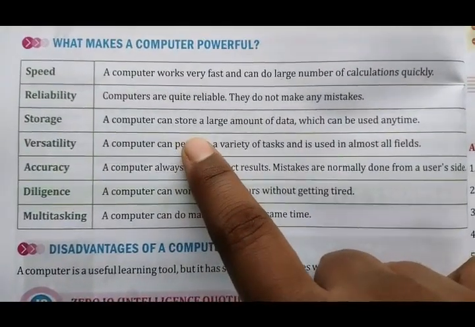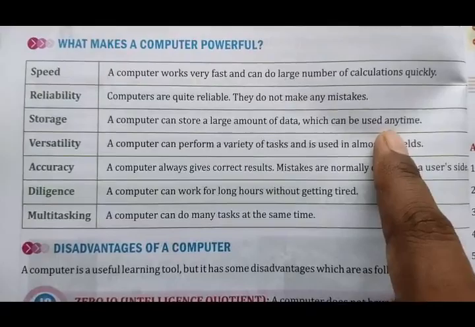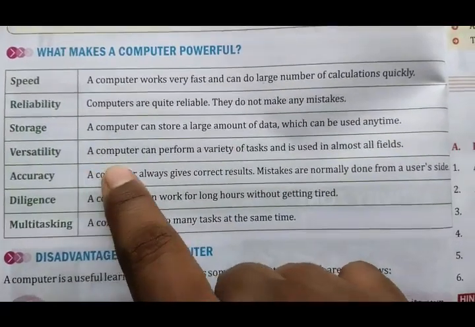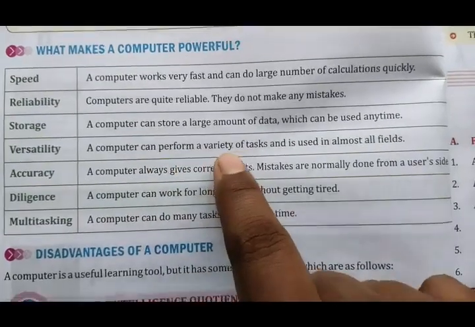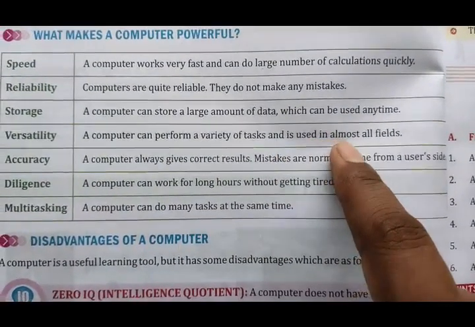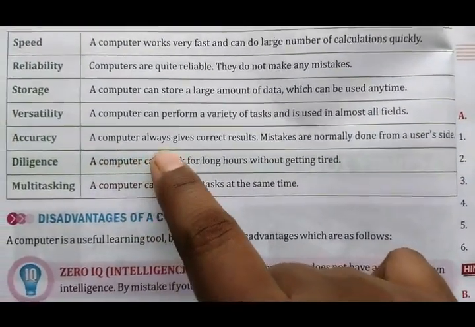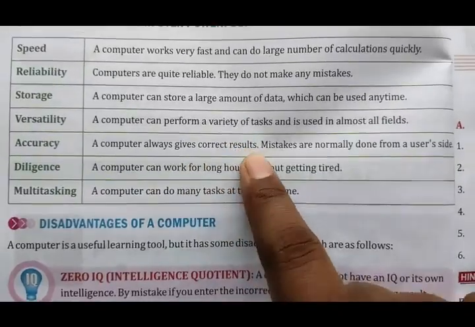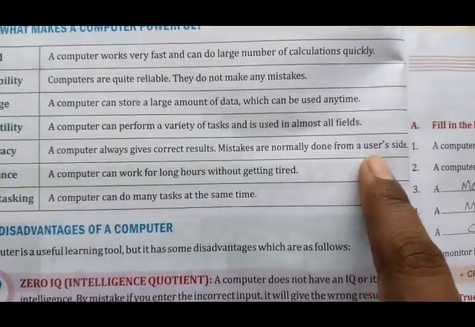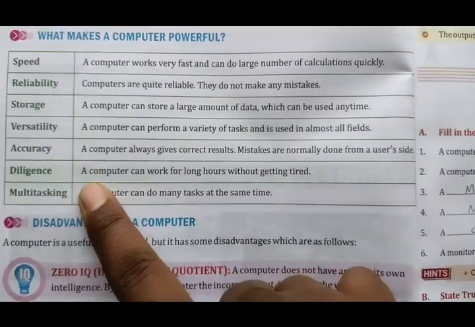A computer can store a large amount of data which can be used anytime. So the storage power is more. Versatility: a computer can perform a variety of tasks and is used in almost all fields. Next, accuracy: a computer always gives correct results. Mistakes are normally made from the user side. So the computer does its work very accurately.